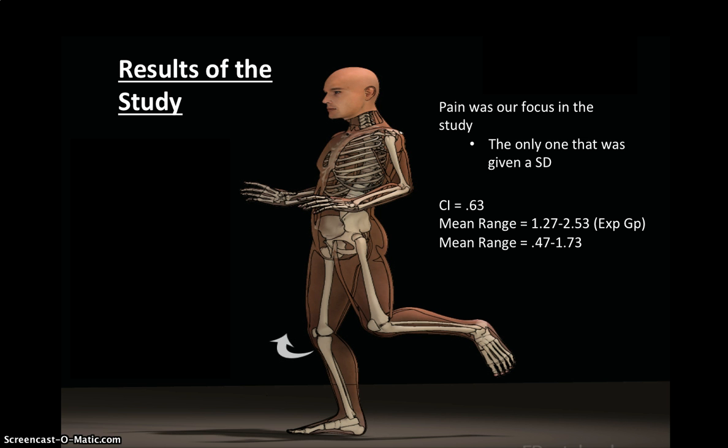12 weeks after surgery, both groups showed significantly better scores than after 1 month post-operative. Both after 1 and 3 months post-op, the medical exercise therapy showed significantly less pain and increased function compared to the control group. As you can see here, our CI was 0.63, our mean range was 1.27 to 2.53 for the one group, and then also 0.47 to 1.73.